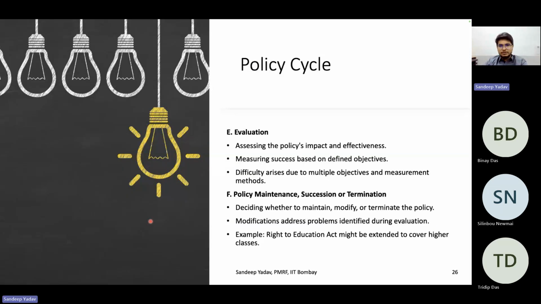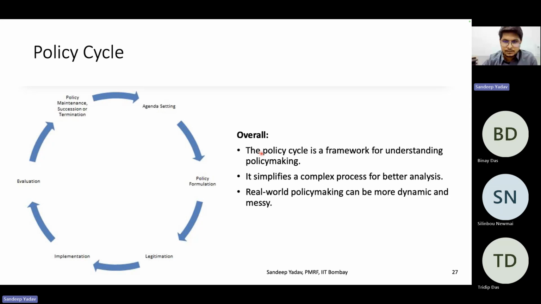And the final part is the evaluation. Evaluation starts from assessing the policy's impact and its effectiveness. Its difficulty arises due to multiple objectives and measurement methods. Then comes policy maintenance, succession, or termination. After the evaluation, it's decided whether the policy needs to be maintained, improved, or ended. So the deciding factor will be to maintain, modify, or terminate. Modification addresses the problems identified during the evaluation. An example is that the Right to Education Act might be extended to cover the higher classes. So overall, the policy cycle is a framework for understanding policy making. It simplifies the complex process for better analysis, and real world policy making can be more dynamic and fuzzy, as we can see.